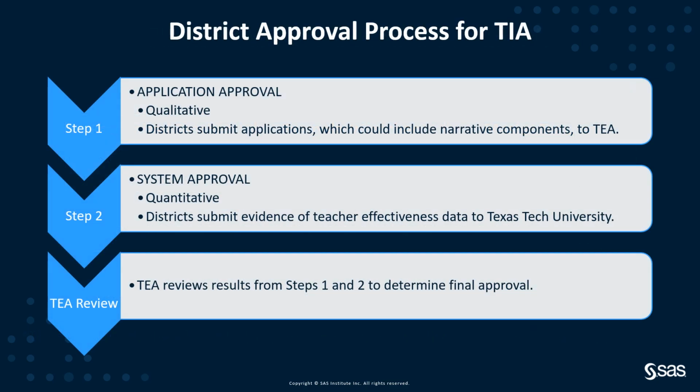There are 2 steps in the district approval process for TIA. The first step is application approval, which is qualitative. In this step, districts submit applications, which could include narrative components, to TEA. The second step is system approval, which is quantitative. In this step, districts submit evidence of teacher effectiveness data to Texas Tech University. TEA reviews the results from Step 1 and Step 2 to determine final approval.